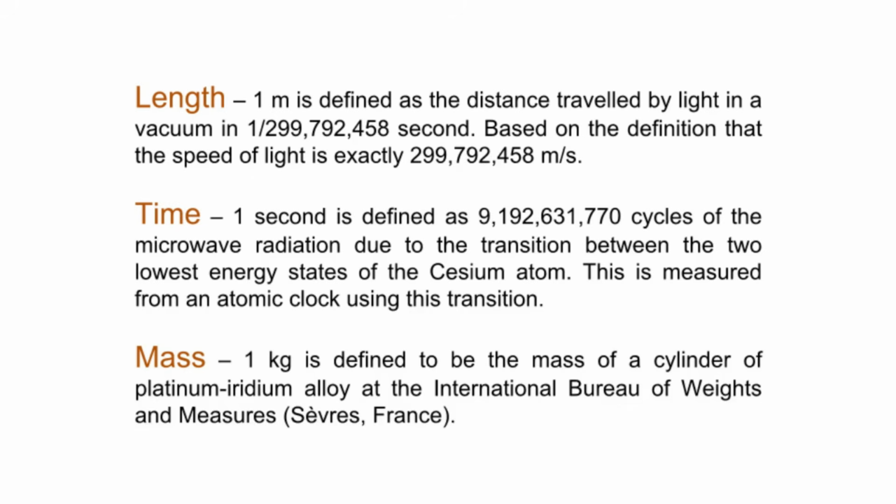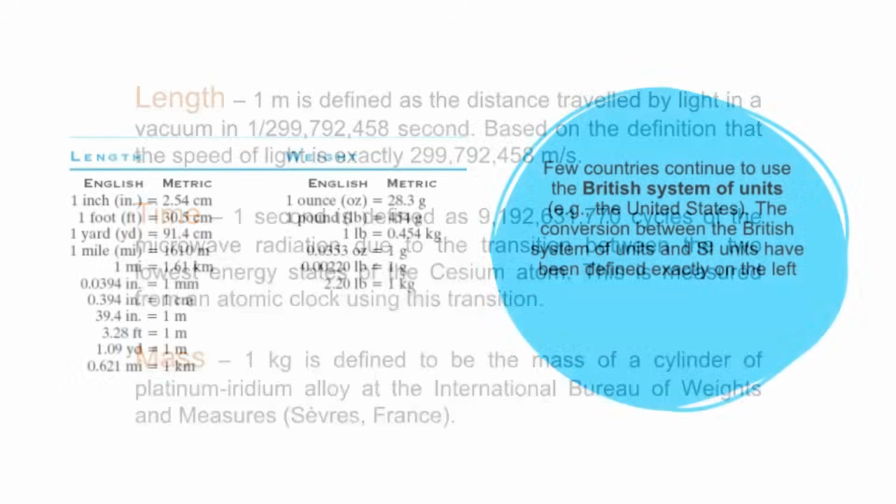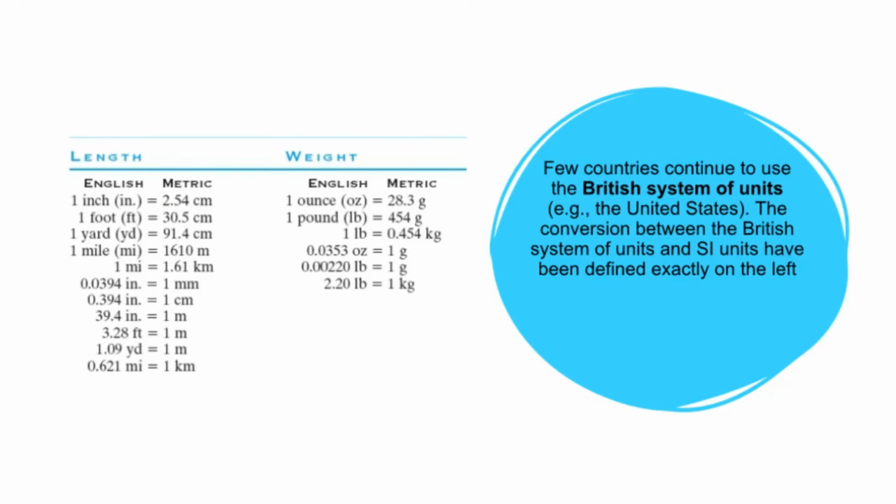Time of 1 second is defined as 9,192,631,770 cycles of the microwave radiation due to the transition between the two lowest energy states of the cesium atom. This is measured from an atomic clock using this transition. Mass of 1 kilogram is defined to be the mass of a cylinder of platinum-iridium alloy at the International Bureau of Weights and Measures.